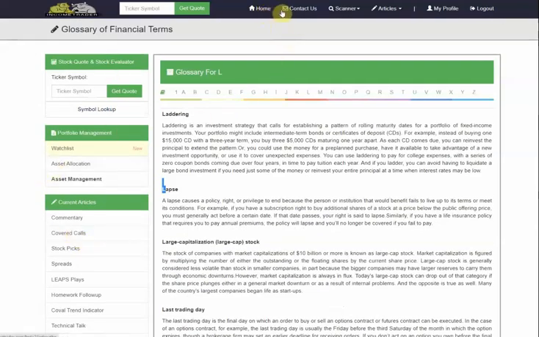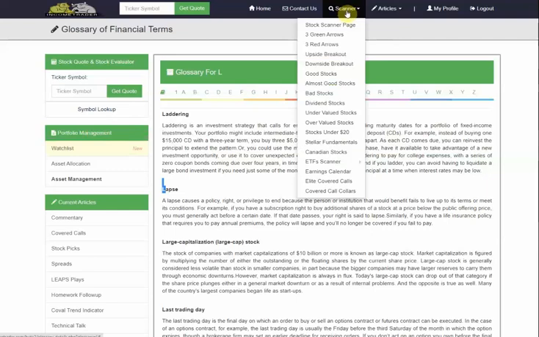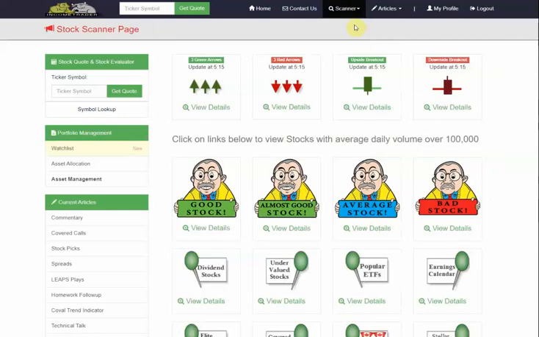Across the top, let's cover some of my more common items I like to go to, and we'll come back to the portfolio management at the very last part. But let's say we go back to the stock scanner, which is really my favorite place to be. So click on the stock scanner page, and then quite a few of the scans come up on the very first page here.